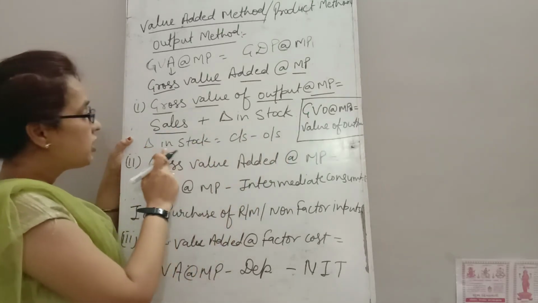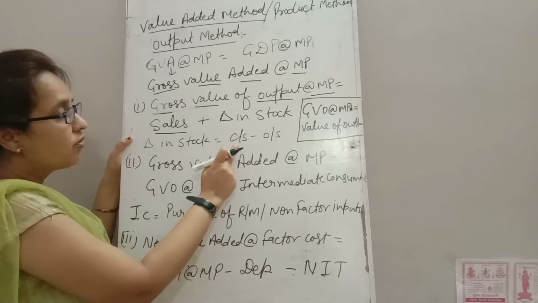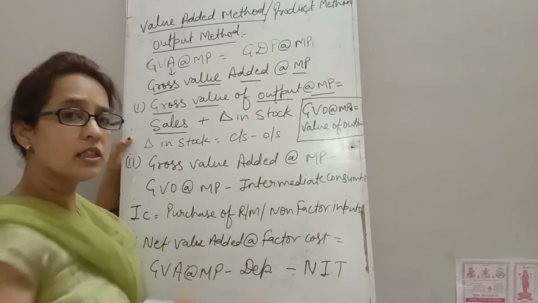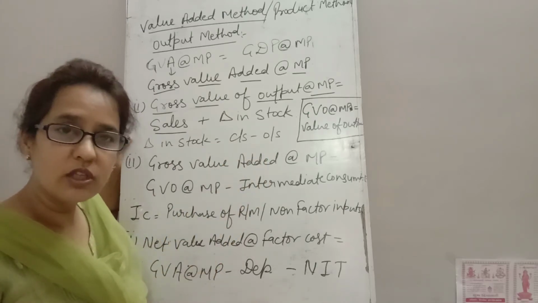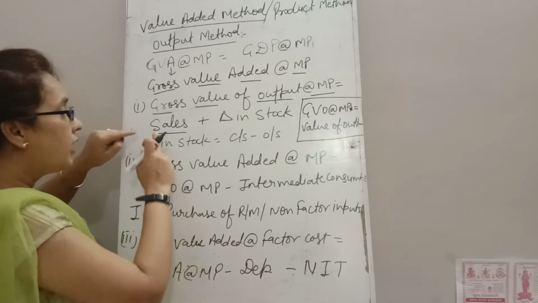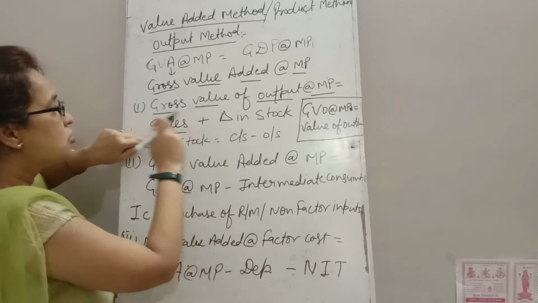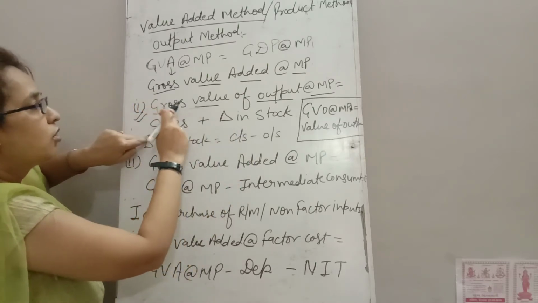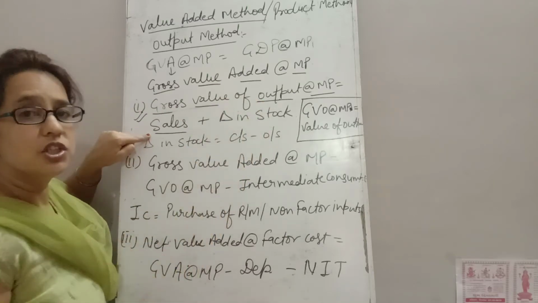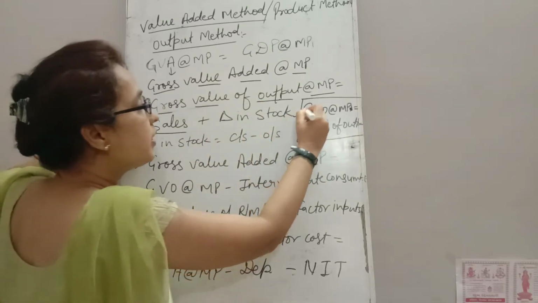How to calculate change in stock? I told you a number of times: closing stock minus opening stock. Add it: sales plus change in stock. We are able to find out gross value of output, GVO at MP.